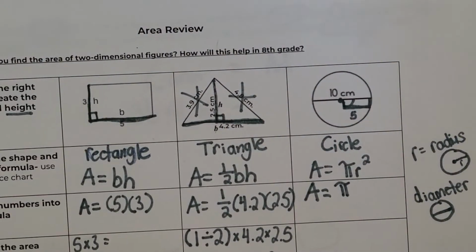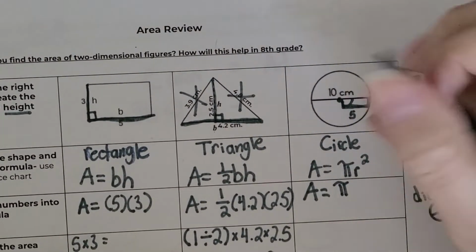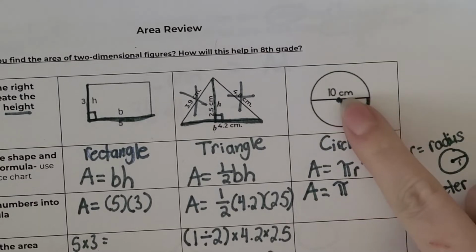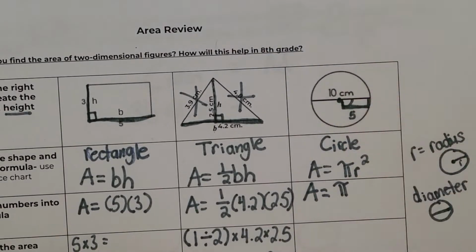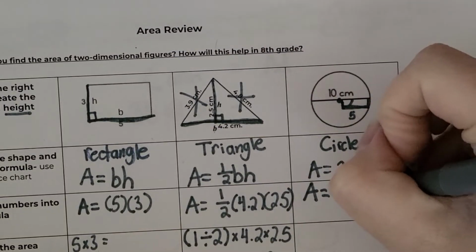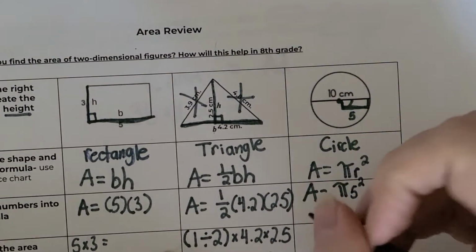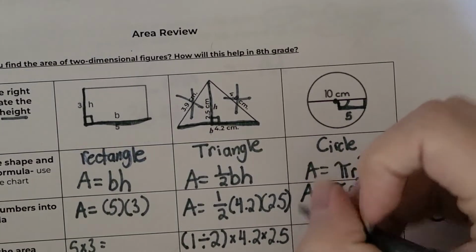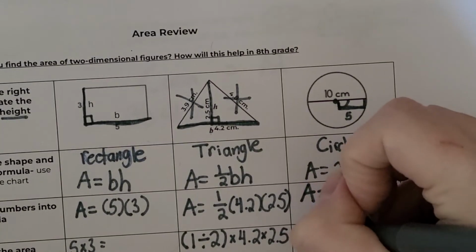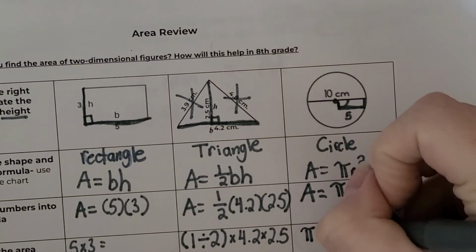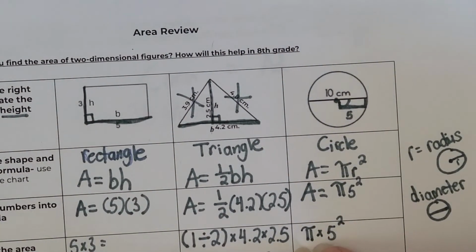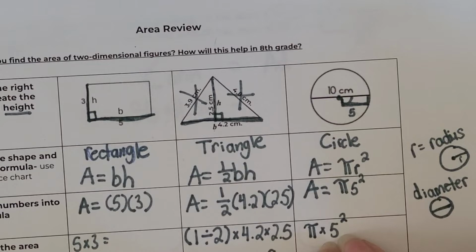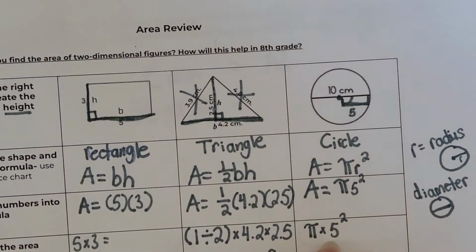You have a pi button on your calculator times your radius. Remember, radius is the half distance from the outside to the middle. So the radius would have been 5 and then squared. So you're going to type in your calculator the pi button times 5 squared. There's also a squared button, so you're going to type pi times the number 5, and then you're going to hit that little x squared button.